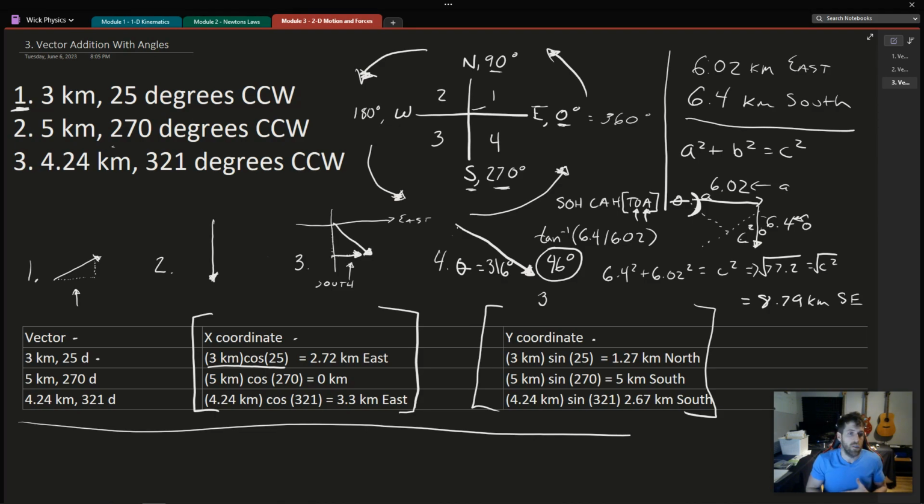Okay, so that is the resultant of 3 different vectors with 3 different angles going into our final resultant vector with a degree that follows it.